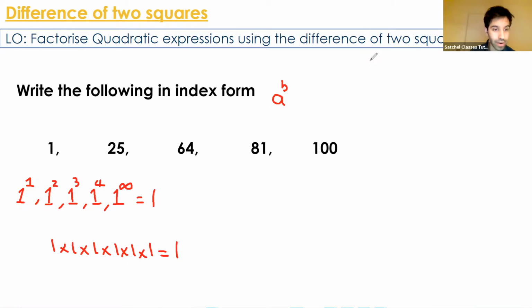Any number greater than 1, that would be. Although actually 1 to the power of 0 will still be 1. But let's not get too caught up on that.